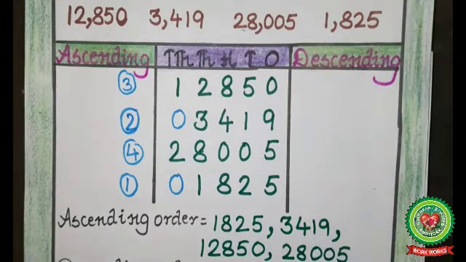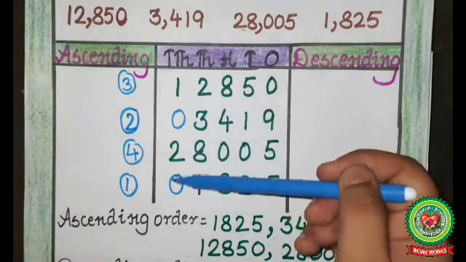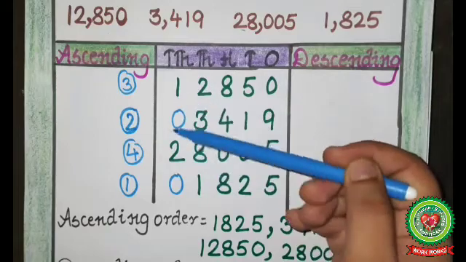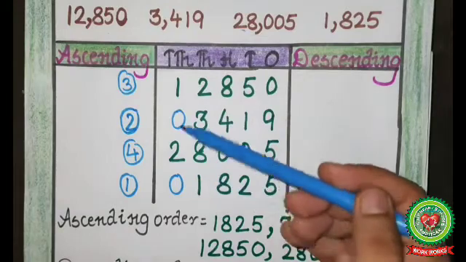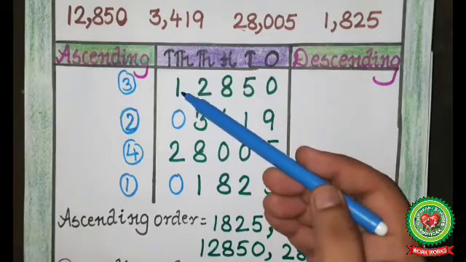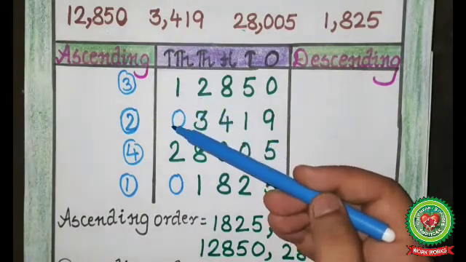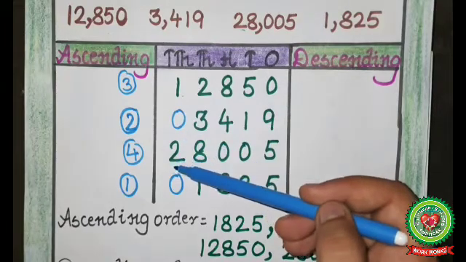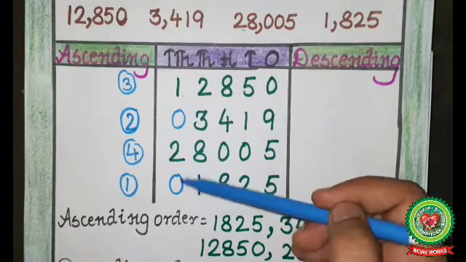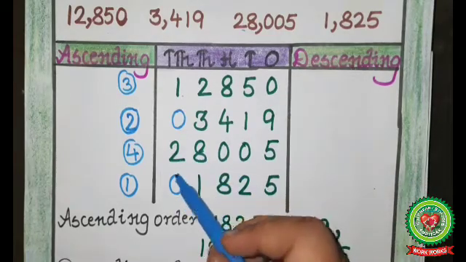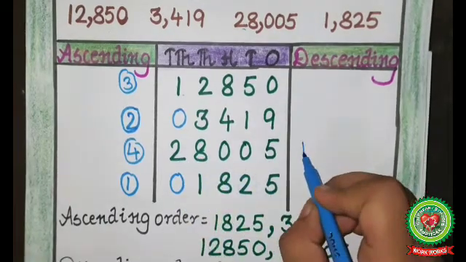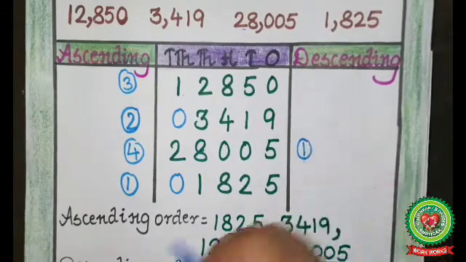That means from the greatest to the smallest. Again, what we will do? We will compare the first digit of every number. But now we will see the greatest number. Now students, see which number is greatest. 1, 0, 2, 0. Which is greatest? Yes, 2 is greatest. That means this is number 1.